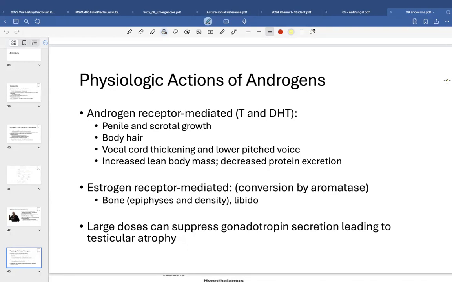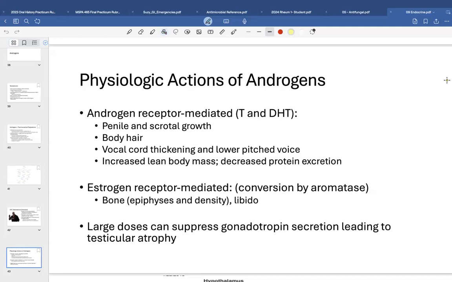And then androgens in large doses can suppress gonadotropin secretion. I hate to give you this image, but huge bodybuilders, for example, who are on heavy doses of androgens will actually have testicular atrophy, because all of this androgen signaling causes less production of androgen in the testes. So you can get testicular atrophy. That's a feedback response.